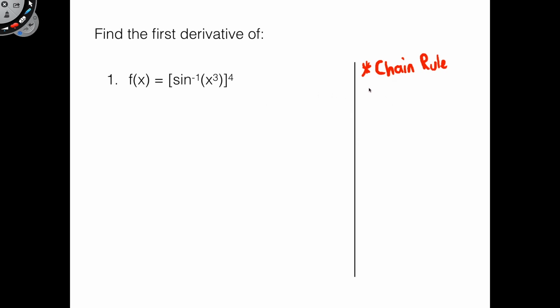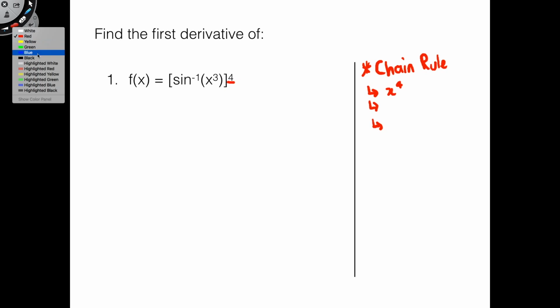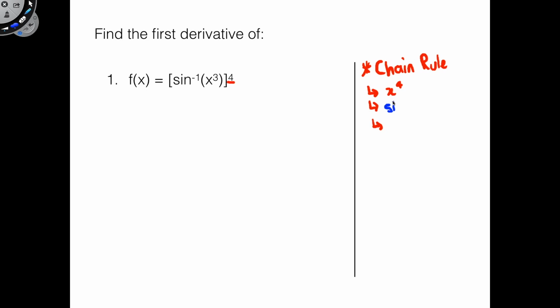So let's quickly talk about what our 3 functions of x would be. Number 1, we've got x to the fourth, shown by this out here. Next, we've got inverse sine of x, or as you might have also heard of it, arc sine. I like inverse sine better, but arc sine works too. So that's our second function. Last but not least, we have that x to the third in there, x cubed. So that's our 3 functions of x.